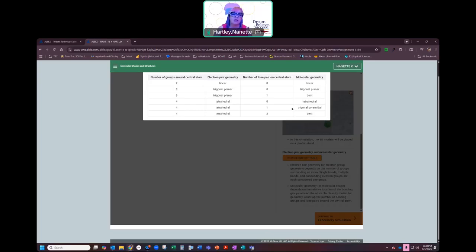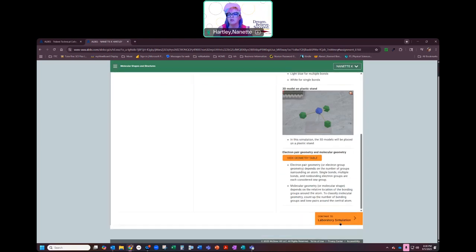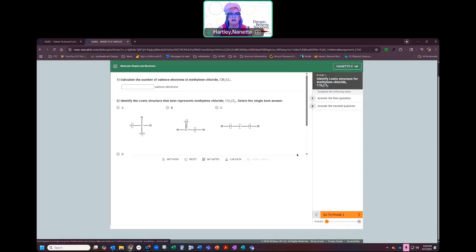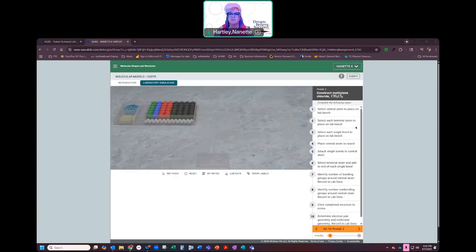So it's not quite the same as what we give you in class. It's a simplified version of that. Okay. So we can close that, and we can go to the simulation. Now, it asks you a question about this. I'm going to skip this part. Okay. So we want to select the central atom to place on a lab bench. Now it says I'm doing CH2Cl2, but I don't remember what it said about what was what.